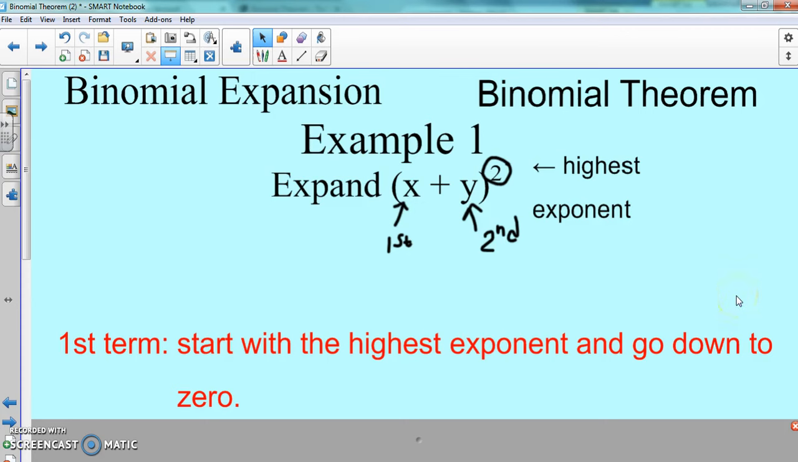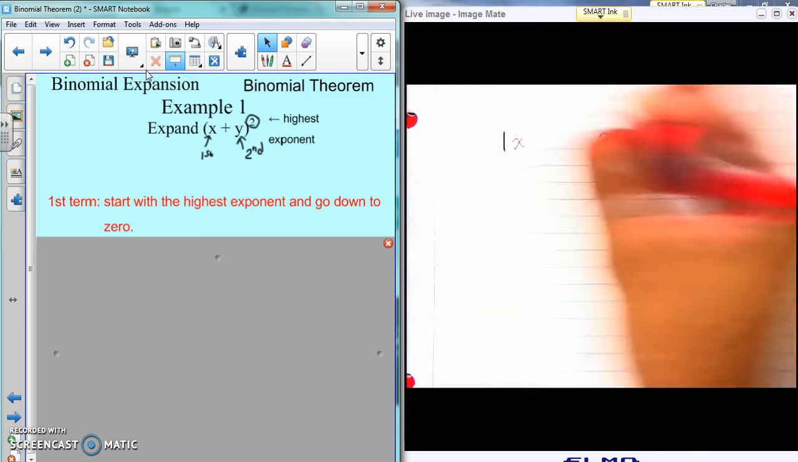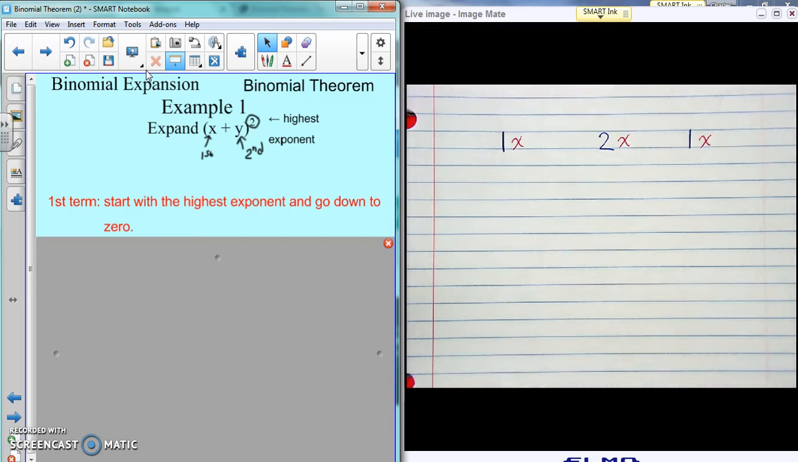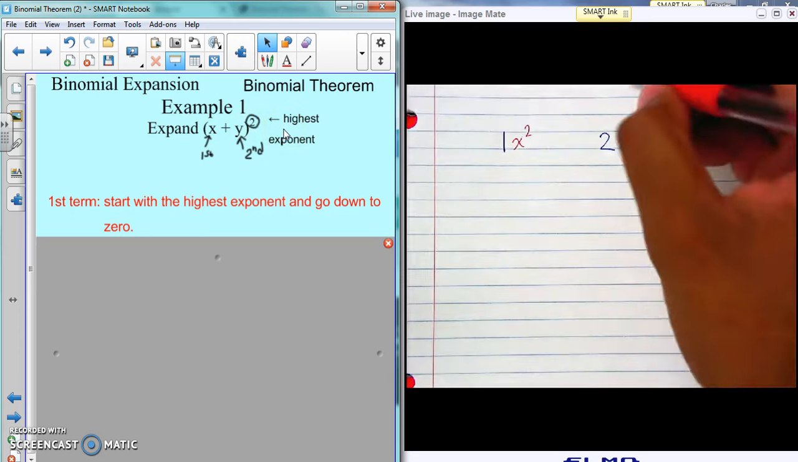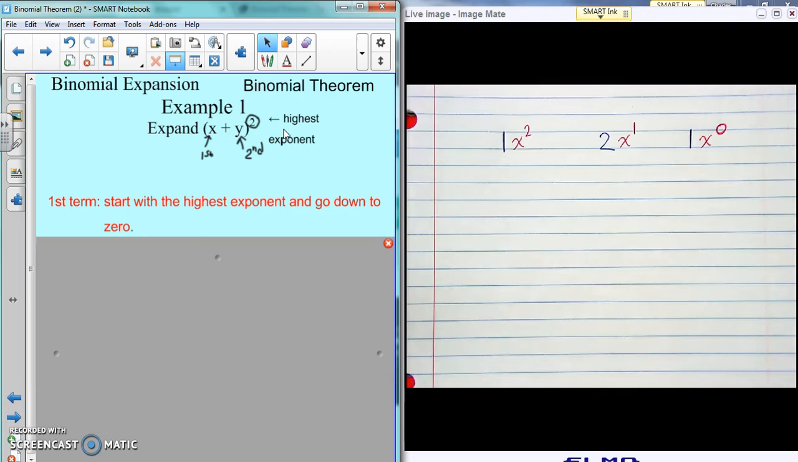So that means we're going to start off with 2, and then we're going to go down till we get to 0. Let's do that on our paper here. We're going to put an x here, an x here, and an x here. In other words, we put that first term behind each one of those coefficients, and we start with the highest exponent, which is 2. So we start with 2, and we go until we get down to 0. So we do 2, 1, and 0. For the first term, we start with the highest exponent and go down to 0.